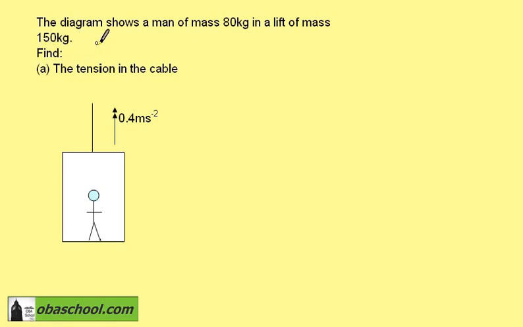The diagram shows a man of mass 80 kilograms in a lift of mass 150 kilograms. We want to find the tension in the cable. The way to approach this is to consider the lift and the man as a single combined object.